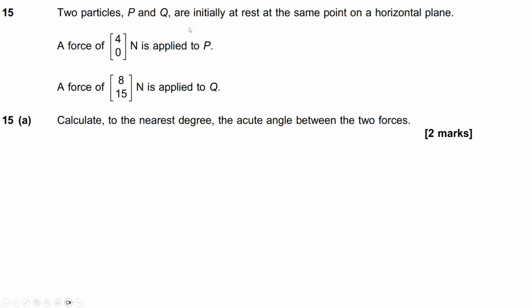Two particles P and Q are initially at rest at the same point on a horizontal plane. A force of this is applied to P and a force of this is applied to Q. Calculate to the nearest degree the acute angle between the two forces.